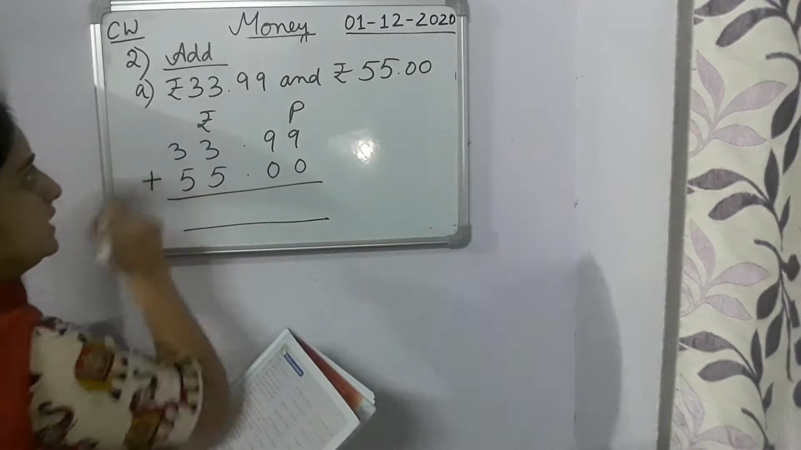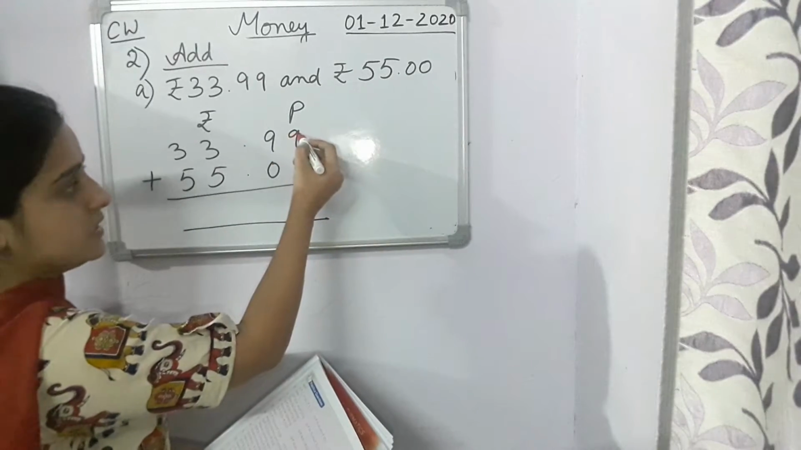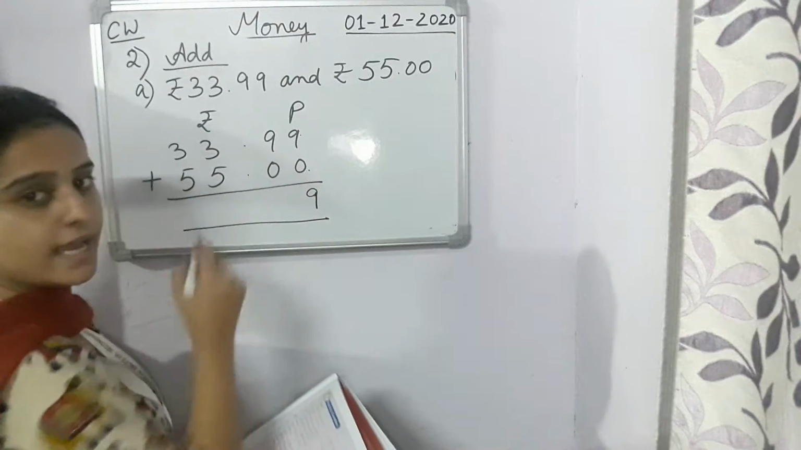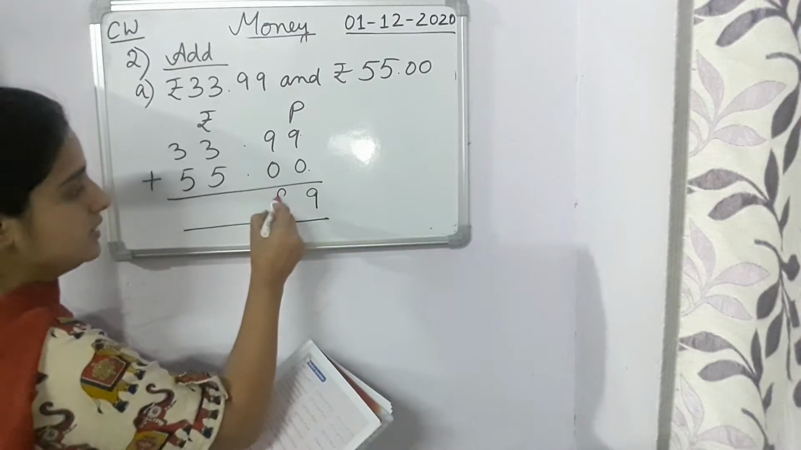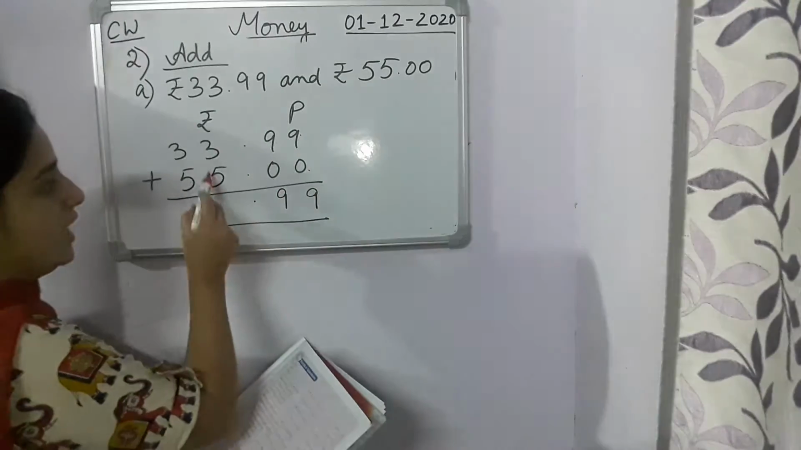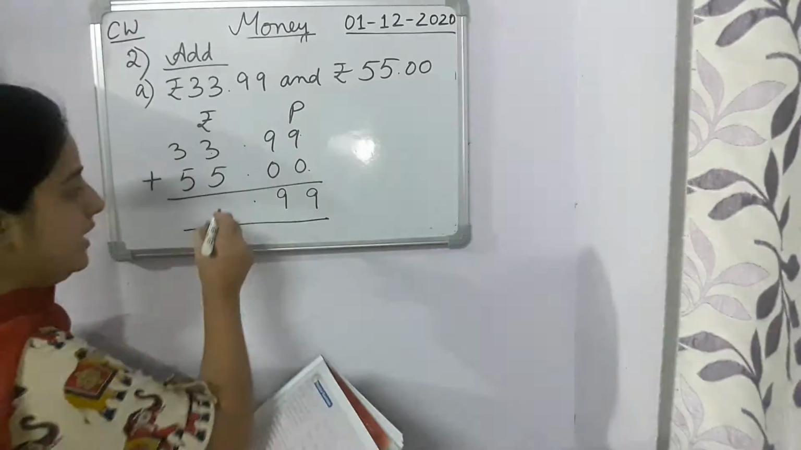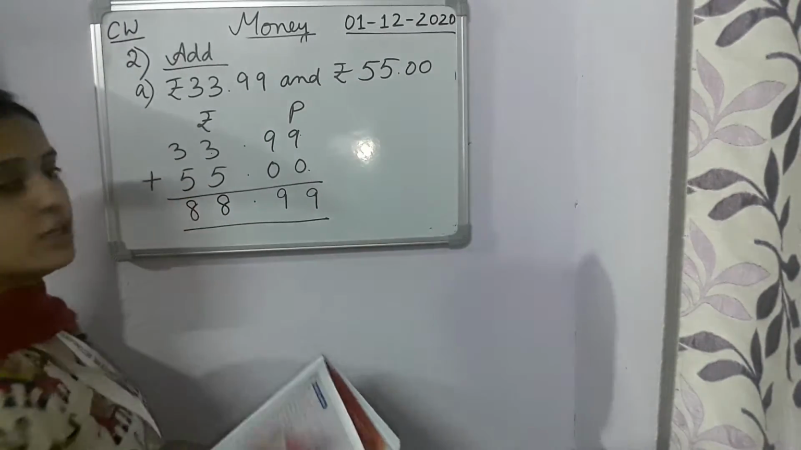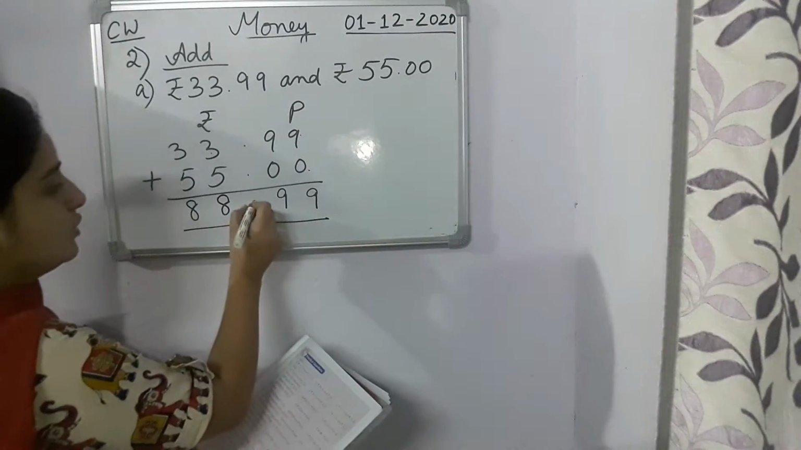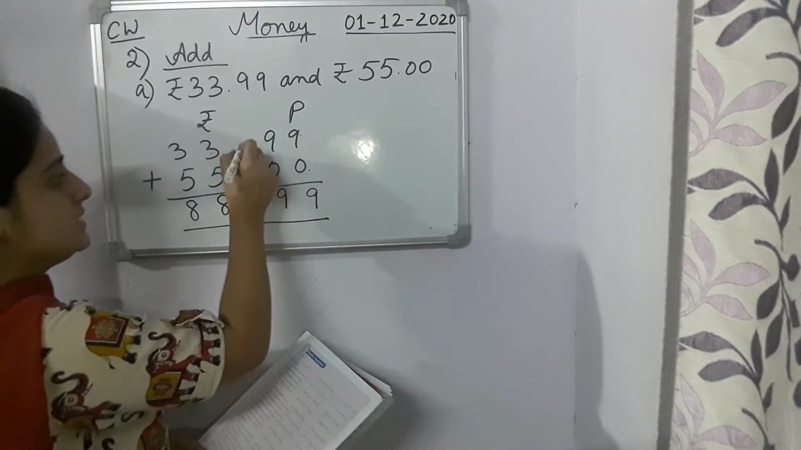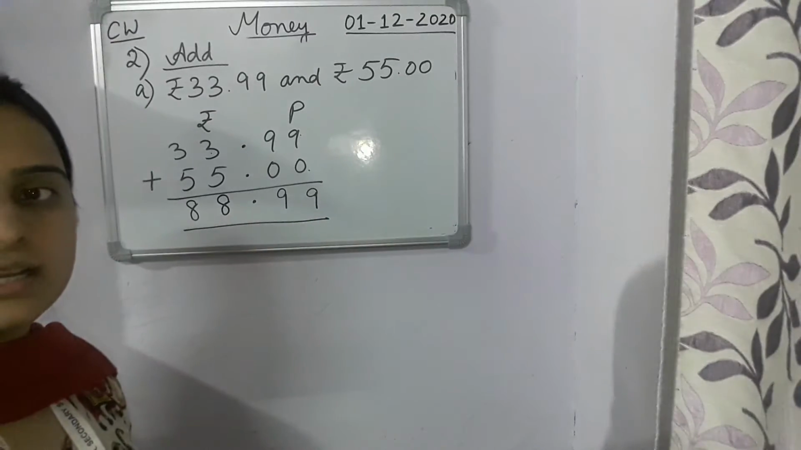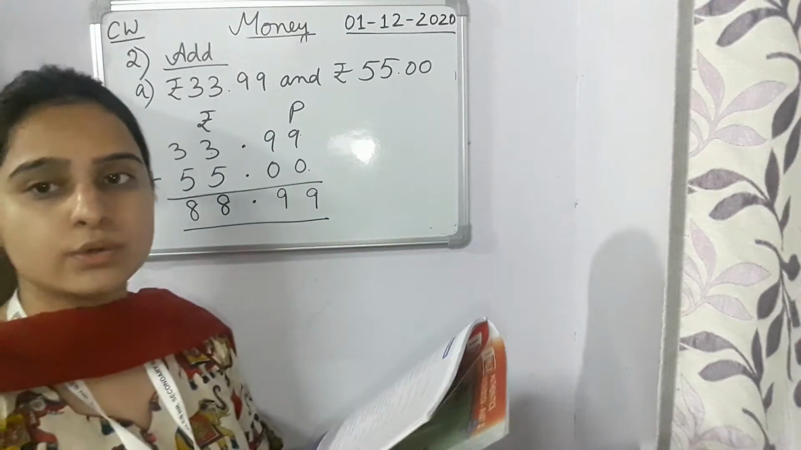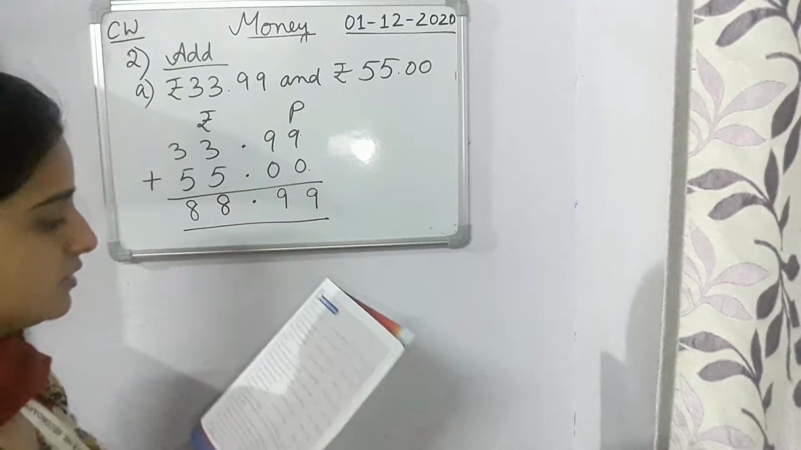So let's do this addition. We start from this. 9 plus 0 is 9. Then 9 plus 0 is 9. 5 plus 3 is 8. And again 5 plus 3 is 8. So here the answer is rupees 88 and 99 paisa. Clear? Number 2, rest B and C you can do it as homework.